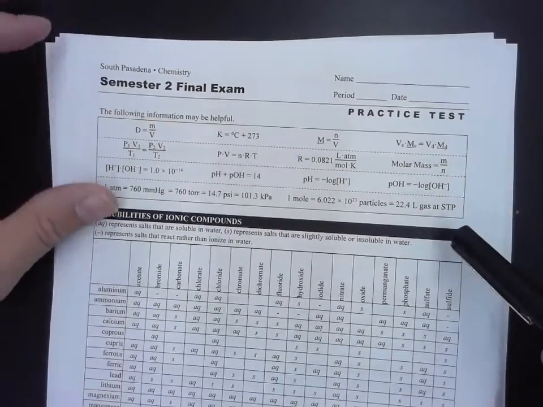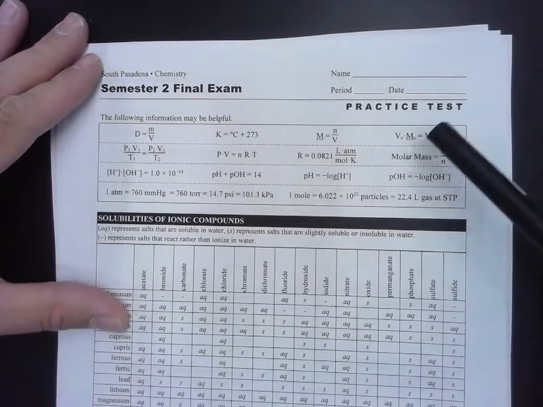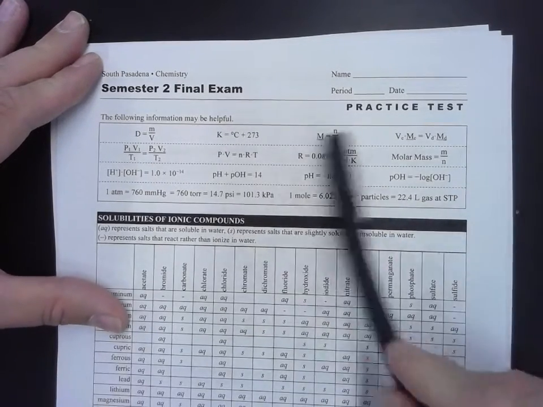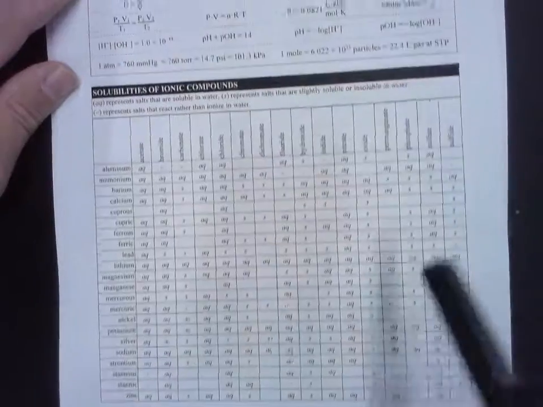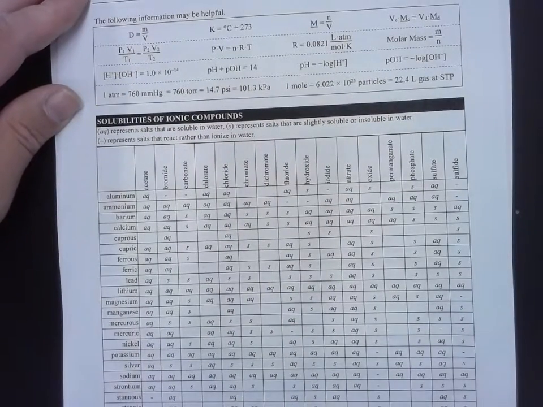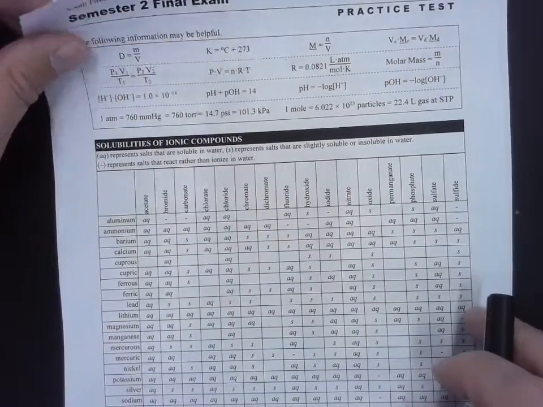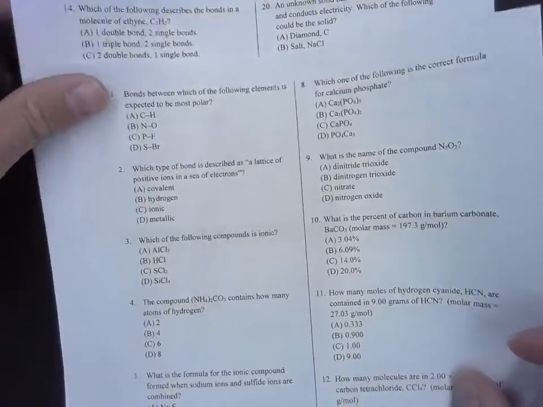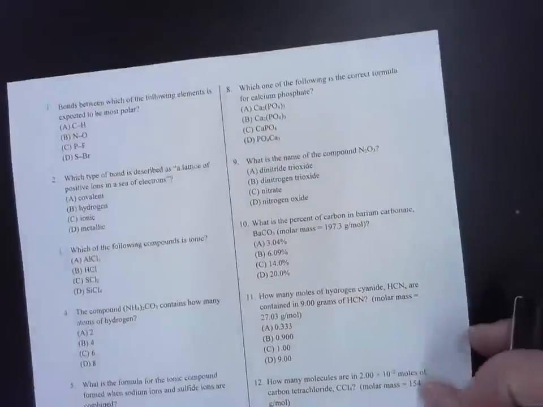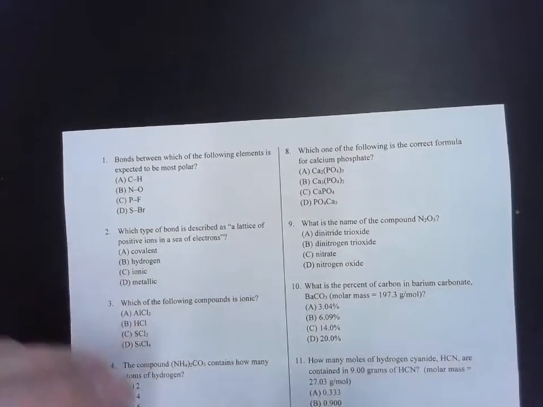On your practice final, you're going to get the following. It's going to look just like this. You get all these equations here. You're going to get solubility. You're going to get your strong acids here. You will not get an ions list. You're not going to get the common ions list. At this point, you should know what those common ions are, okay? Especially the polyatomic ones like carbonate, sulfate, phosphate, etc. Without further ado, let's start with number one.